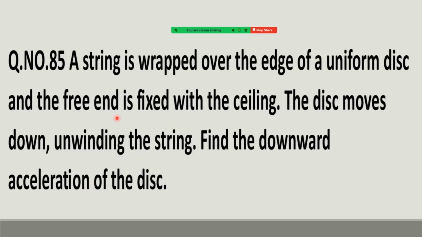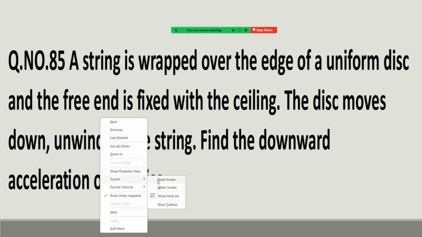See the next one. A string is wrapped over the edge of a uniform disc and the free end is fixed to the ceiling. The disc moves down, unwinding the string. Find the downward acceleration of the disc. This question is taken from H.C. Verma. Given a uniform disc, we have to find the acceleration of the disc, which means the acceleration of the center of mass of the disc. Okay, let us see.